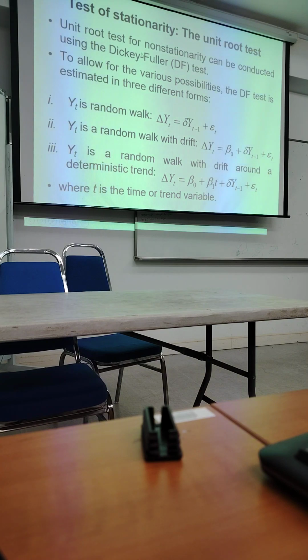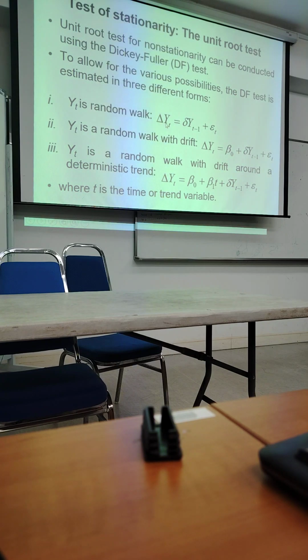So Dickey-Fuller came up with the test equation. Actually, these are the three different models proposed by Dickey-Fuller, three different formats. The first is delta Yt, the first difference of your Yt, regressed on Yt minus 1. So the dependent variable is the first difference of Y, and then regress on Yt minus 1. This is the test equation proposed by Dickey-Fuller for the pure random walk model.